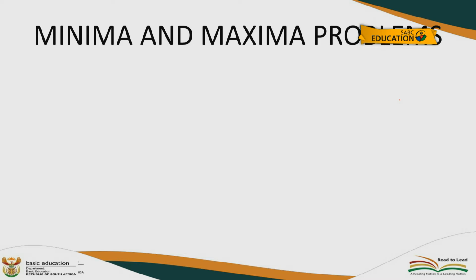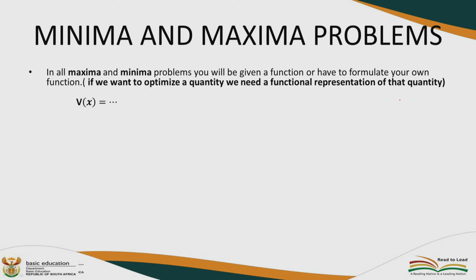If you are getting a problem in a question paper and this question paper deals with minima and maxima, what are the things that you are supposed to do? One, in all minima and maxima problems, you are going to be given a function, or you have to formulate your own function. Why do we do that? This is because if we want to optimize a quantity, we need a functional representation of that quantity.